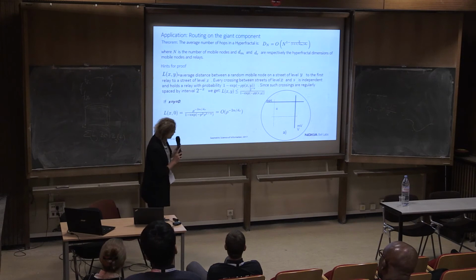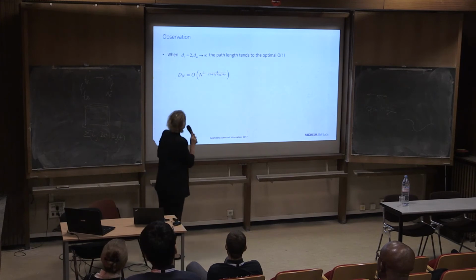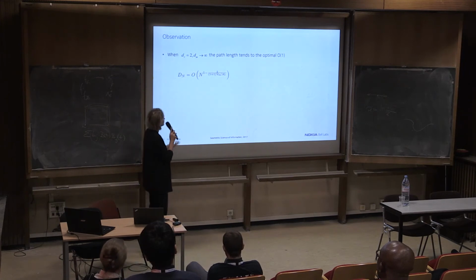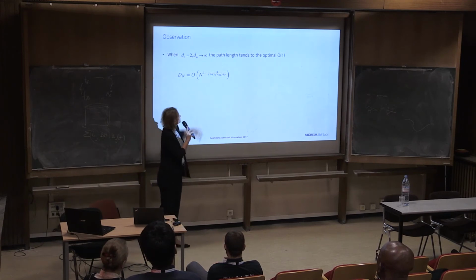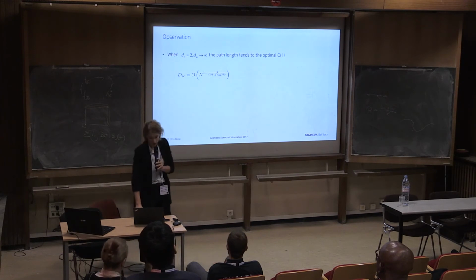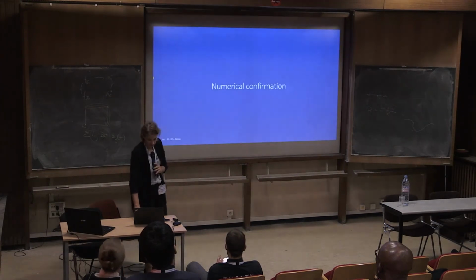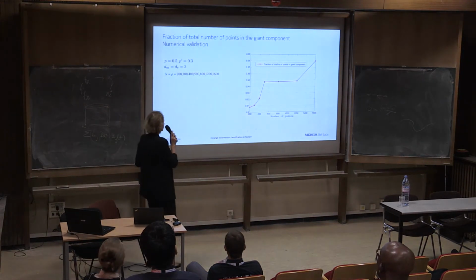I'm going to refer you to the paper for the whole proof, but let us make the observation that when the fractal dimension of the relays is 2, the optimal path length goes to 1 for a fractal dimension of the mobile nodes going towards infinity. So we confirmed these theoretical findings also with simulations.